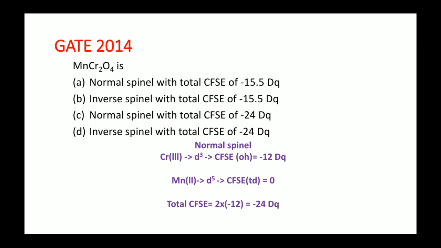Now Mn2+ is in the tetrahedral site, but Mn2+ has a d5 configuration, and hence the CFSE tetrahedral will be 0. So minus 24 plus 0 equals minus 24. So guys, which one is the correct answer? Option C is the correct answer, right? So guys, hope you understand this question and answer.